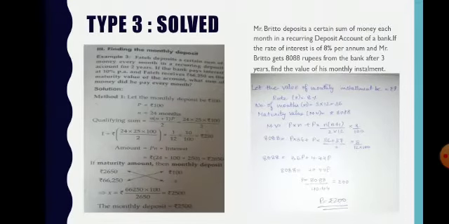Now here the first example is given. Fateh deposits a certain sum of money every month in an RD, recurring deposit account, for 2 years. If the bank pays interest at 10% per annum and he receives 66,250 as the maturity value, what sum of money did he pay every month? That means here we need to find out the principal for the first month.